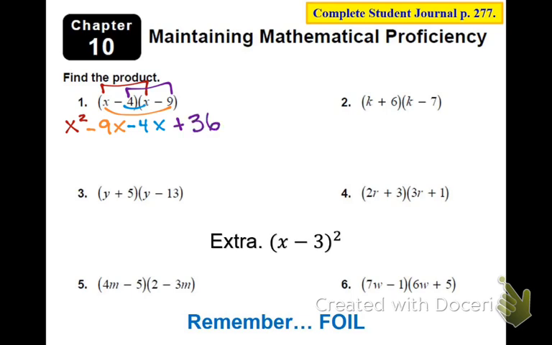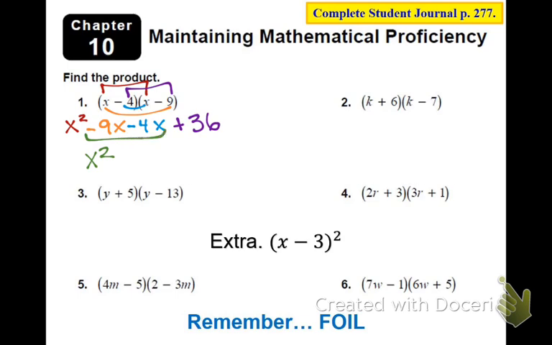Do we leave it like this? No. If you can simplify, you should. You only can combine like terms. Like terms will have the same exponent. So x squared is the only squared in this entire problem, so you cannot combine it with anything. So it gets to your final answer.